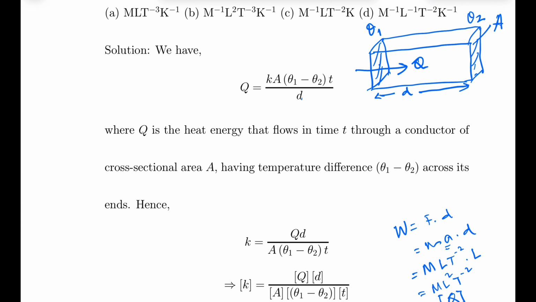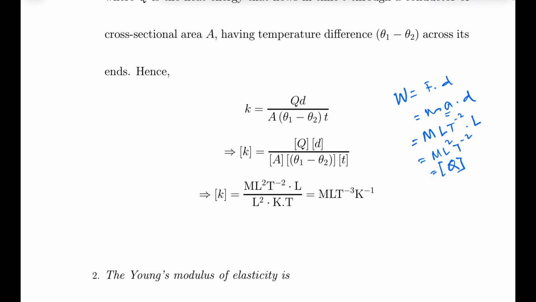Because heat is a form of energy, and energy is nothing but work done. So work done is F into d, force into displacement. Force is mass into acceleration, into distance here d. The dimensional formula for mass is M, that for acceleration is L T to the power minus 2, and for d we have here L. So this is M L square T to the power minus 2, and this is equal to Q. So the dimensional formula for Q is M L square T to the power minus 2.